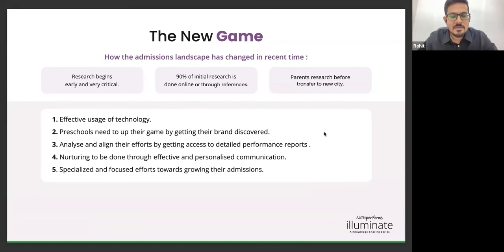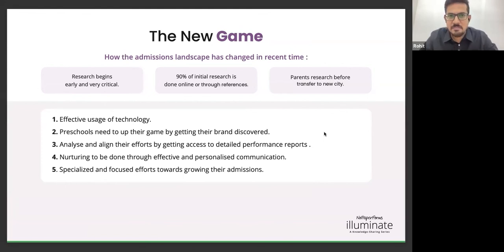So again, analyze and align efforts by getting across detailed performance reports. That's the new game: measuring the performance quantitatively. If you measure something again and again, I keep saying you measure, improvise, improve. So this is a very important point. Fourth, nurturing to be done through effective and personalized communication.